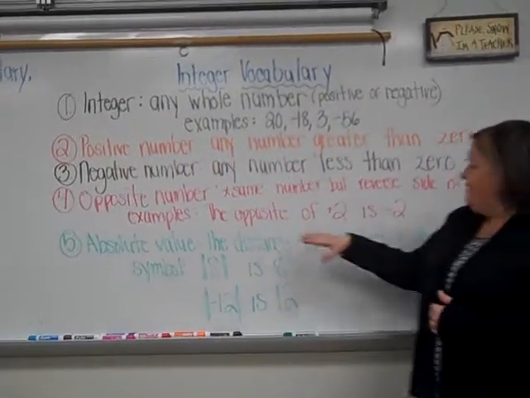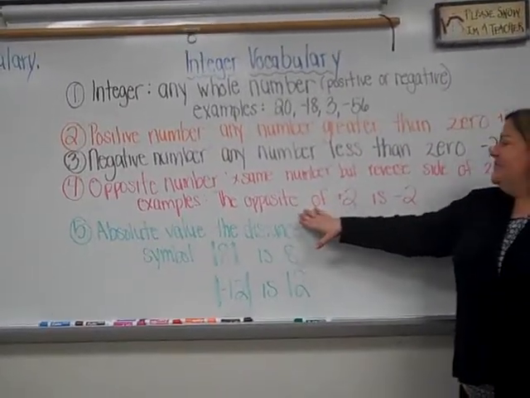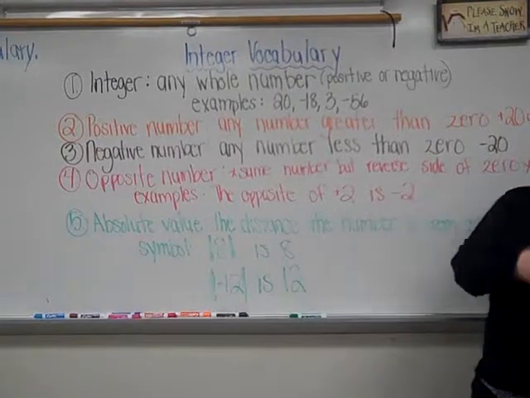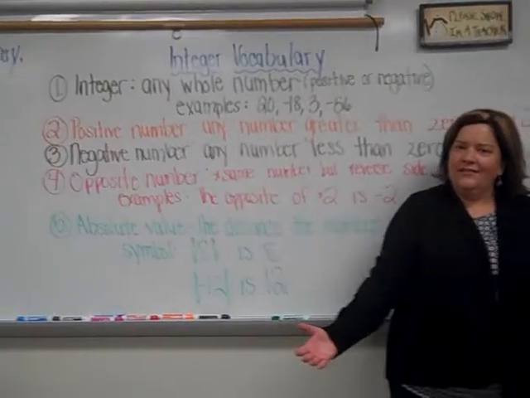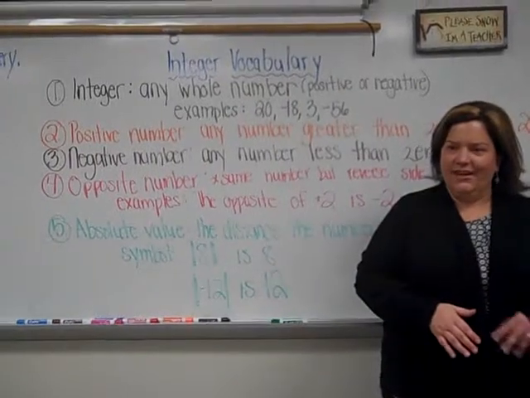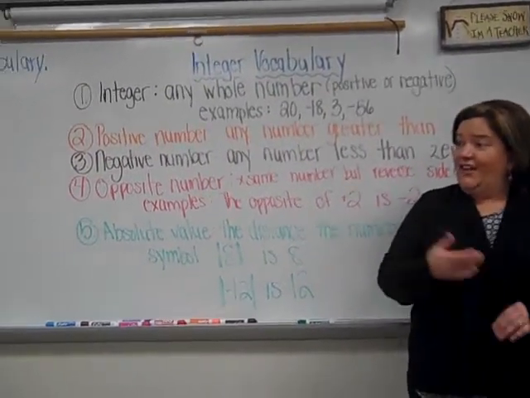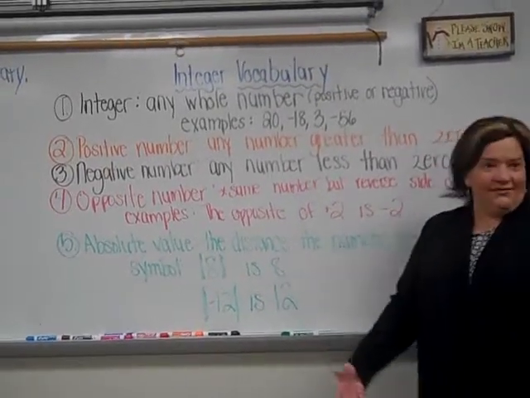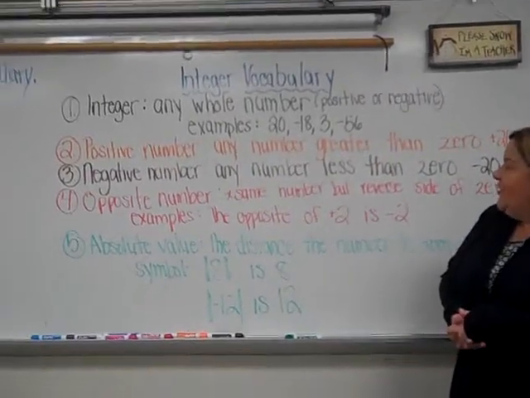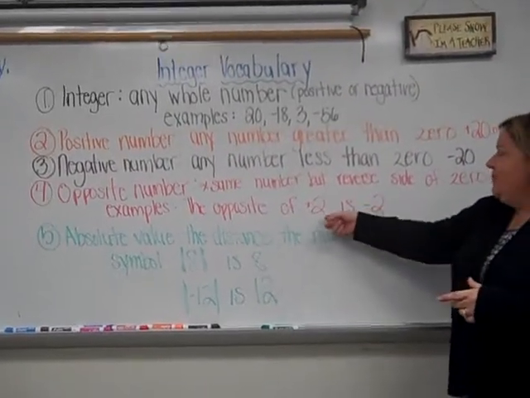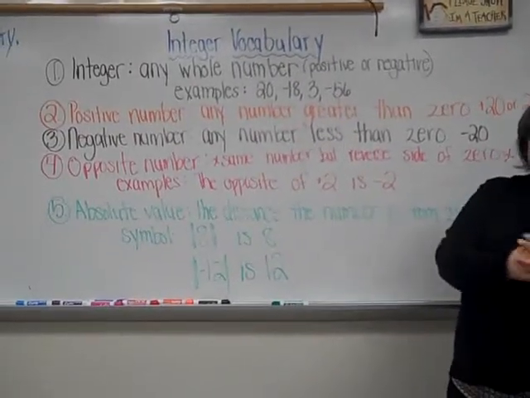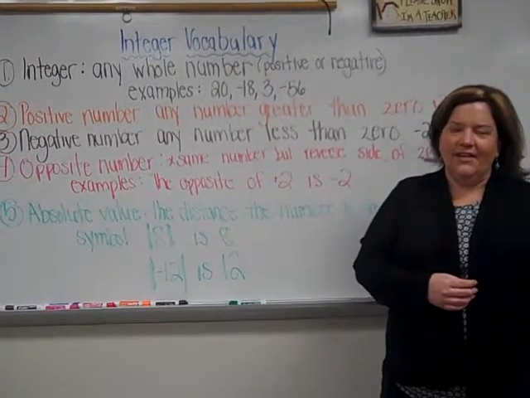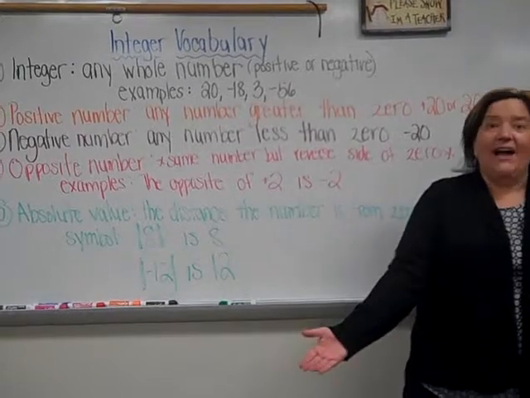So, examples of an opposite number. The opposite number of a positive 2 is a negative 2. The opposite number of negative 27 would be positive 27. The opposite number of negative 10 would be positive 10, or just 10. So an opposite number is basically the same number, but it has the opposite symbol. If it's given as a positive, the opposite would be negative. If it's given a negative, the opposite is positive.